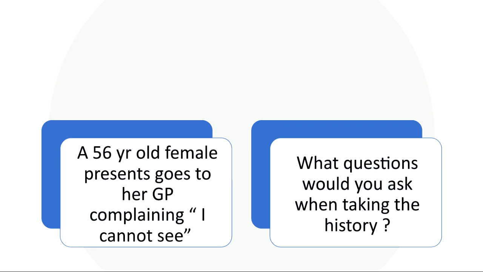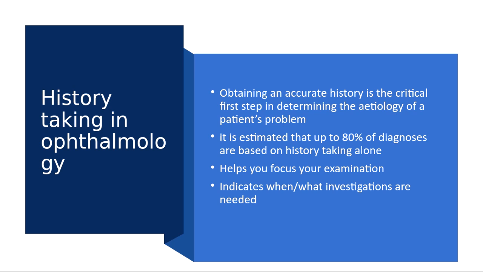Okay, so let's go to the next. In history taking in ophthalmology, as we all know, obtaining an accurate history is the critical first step in determining the etiology of the patient's problem. It is estimated that up to 80% of diagnoses are based on history taking alone. It helps focus your examination and indicates when and what investigations are required.